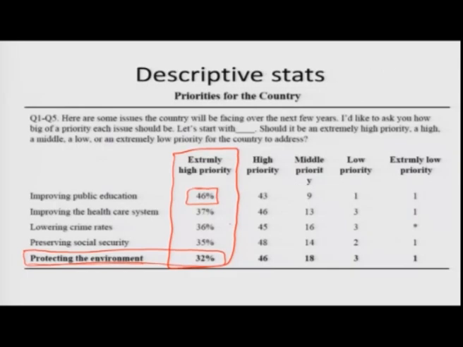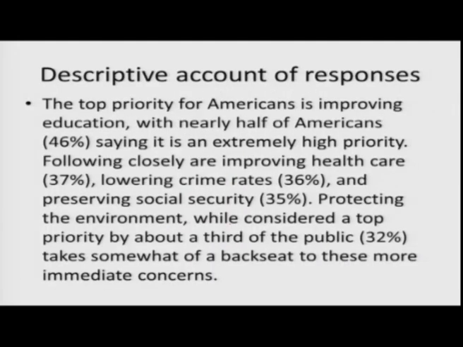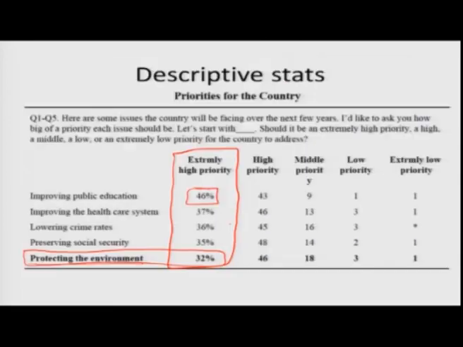So, this is reporting descriptive stats in a tabular format, and that has been explained here. Now, this is more detailed stats here. So, this gives percentage. So, say 46% of people said improving public education is an issue of extremely high priority. Now, this gives the breakup.